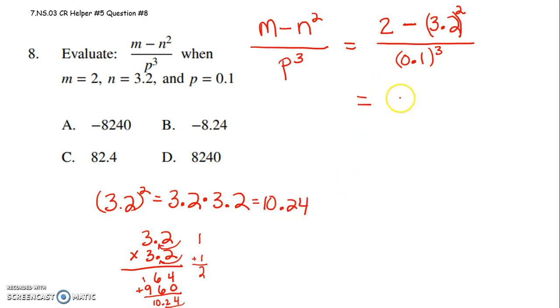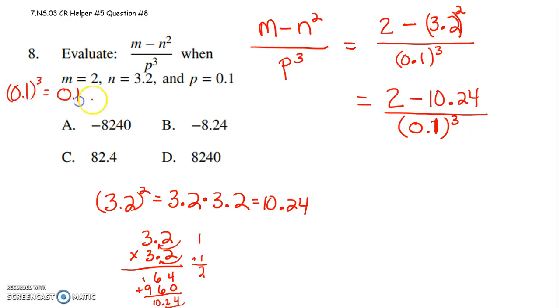So now I write everything back down the same. 2 minus 10.24 all over 0.1 to the third power. I can choose to get a single answer on top right now or choose to do this exponent. I'm just going to get my exponents out of the way. So 0.1 to the third power means 0.1 times 0.1 times 0.1. It means multiply 0.1 by itself 3 times. So I'll do 0.1 times 0.1.